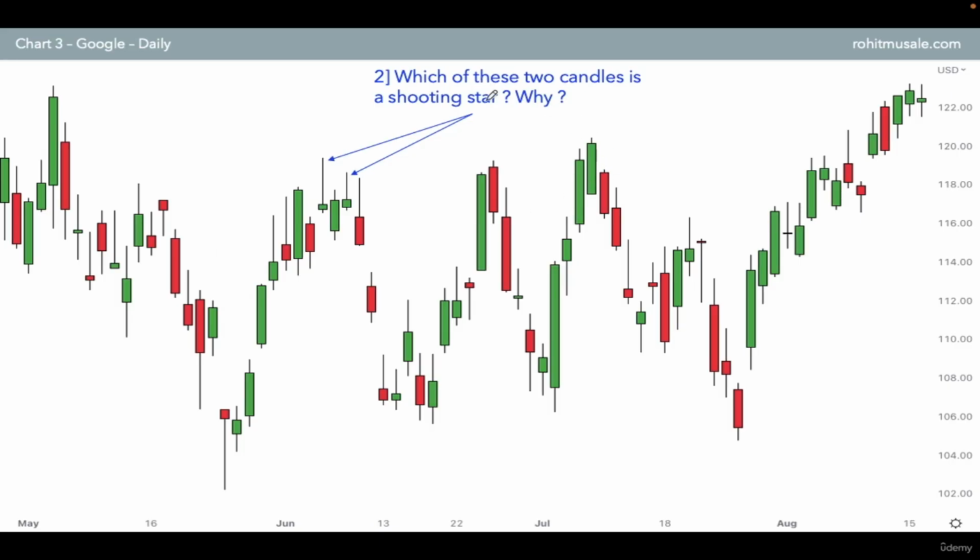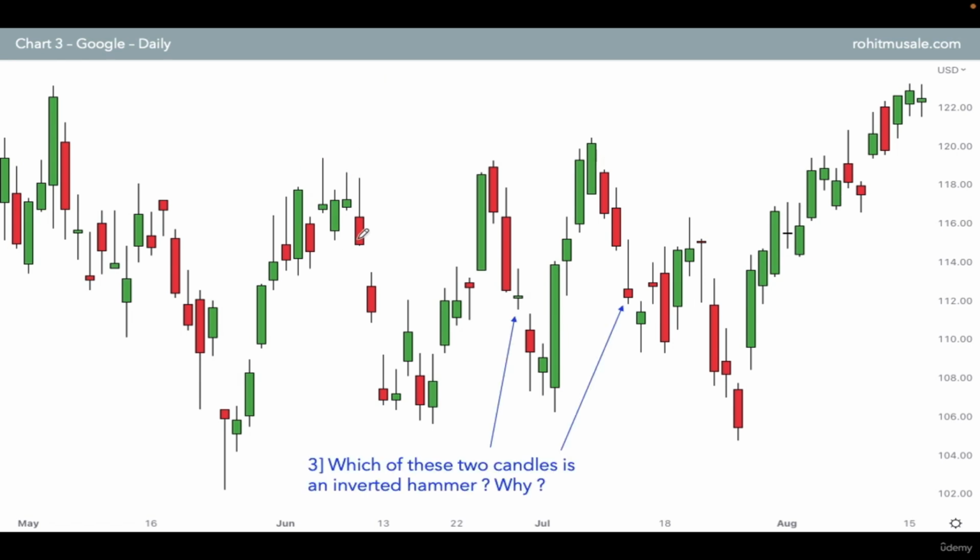Which one of these two candles is a shooting star and why? Well, both candles are a shooting star because they are satisfying all the criteria that you need for a shooting star.